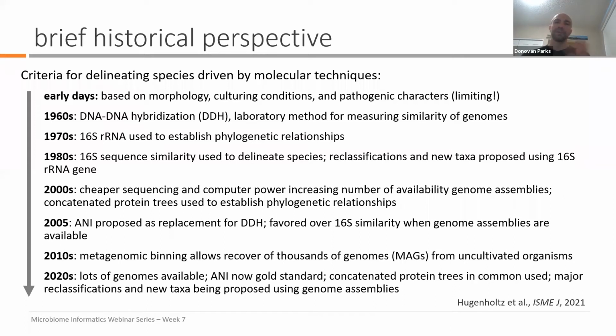And I think many in the field now agree that average nucleotide identity is the gold standard for determining the similarity of different strains. And again, this is starting to result in a number of reclassifications as we start using ANI and these concatenated protein trees to infer the phylogenetic relationships between strains.